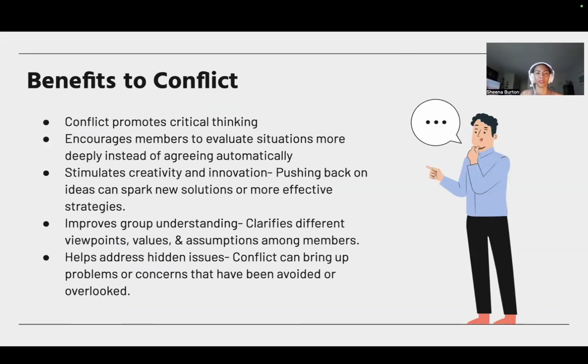Conflict can promote critical thinking. It can encourage members to evaluate situations more deeply instead of agreeing automatically. It can also stimulate creativity and innovation. Pushing back on ideas can spark new solutions or more effective strategies. It improves group understanding, clarifies different viewpoints, values, and assumptions among members. And it can also help to address hidden issues that conflict can bring up, such as problems or concerns that may have been avoided or overlooked.